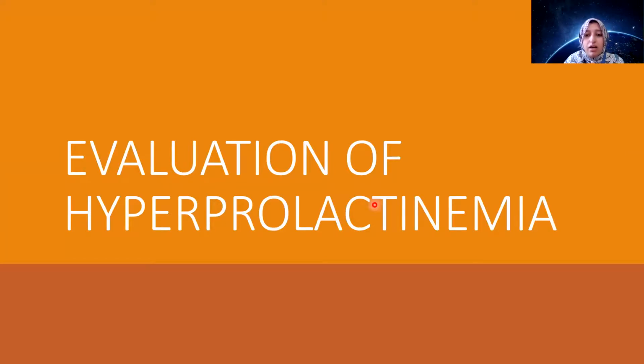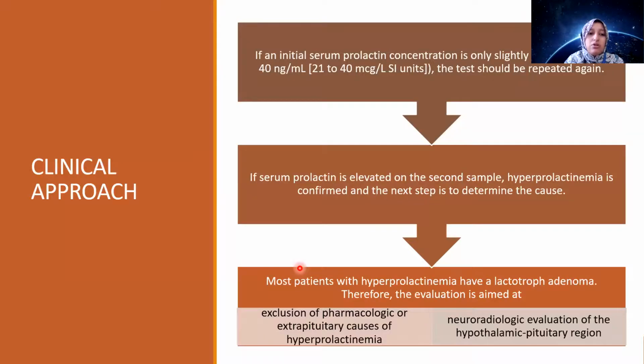Now I will talk about how to evaluate a case of hyperprolactinemia. Evaluation is through a clinical approach. If an initial serum prolactin concentration is only slightly elevated, that means less than 40 or 50, somewhere between 21 and 40, usually the upper limit of the laboratories is 20, 23, and so on, the test should be repeated at least once again. And if the serum prolactin is elevated on the second sample, then you would say this is hyperprolactinemia, and then you will determine the cause.